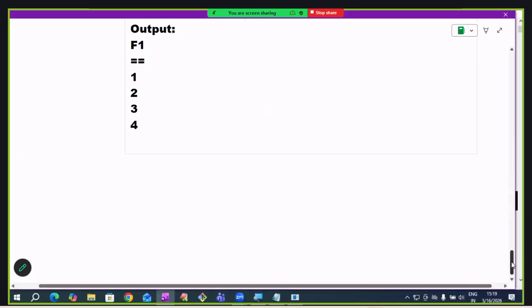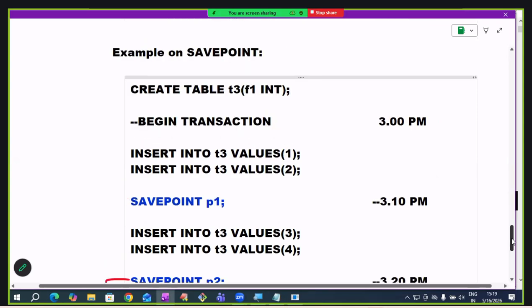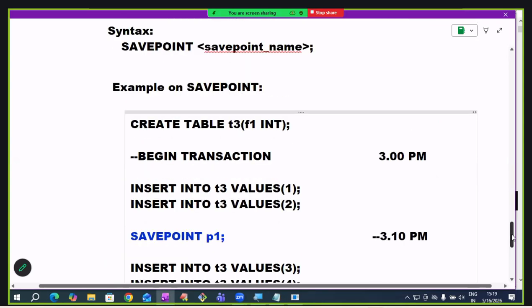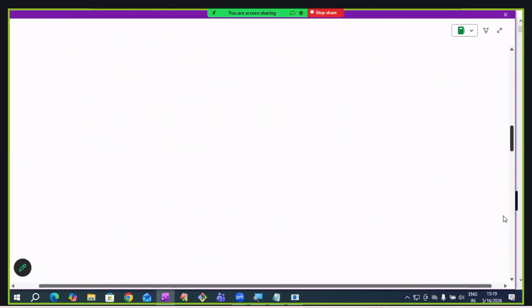Whether you are using it or not is a secondary thing. Just to crack interview questions, what is a savepoint and what is the purpose of it? If you're aware of it, that is enough. So this is clear information regarding TCL commands: commit, rollback, and savepoint.